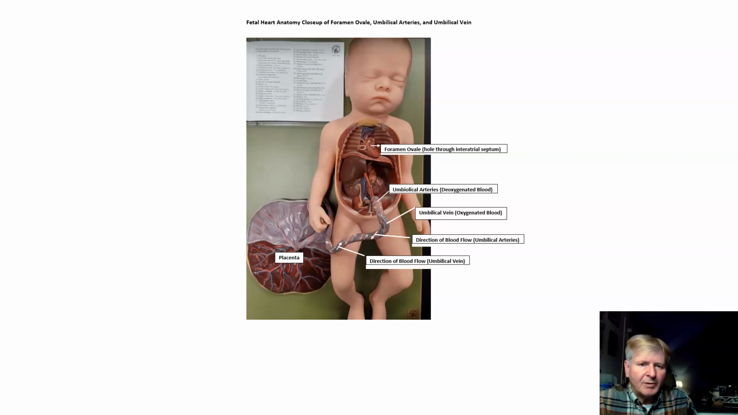Remember, the umbilical arteries are going to be blue. There's two of them, whereas the vein is going to be red because it's carrying oxygenated blood from the placenta. So here's your direction of blood flow, and the umbilical vein versus the two umbilical arteries. And here's the placenta.